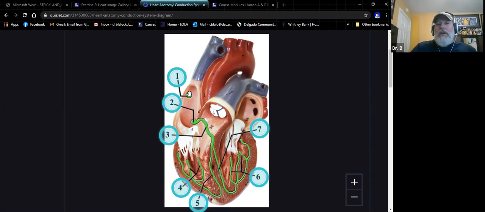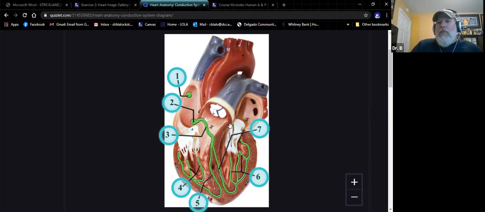So we're going to start here at the SA node. We're going to depolarize through the atrium, causing atrial contraction. We're going to squeeze that blood down into the ventricle. Then we're going to depolarize here at the AV node, move through the bundle of His, down through the bundle branches, start papillary contraction, get to the apex, enter into the Purkinje fibers, and then really contract the ventricles to pump the blood out of the vessels.